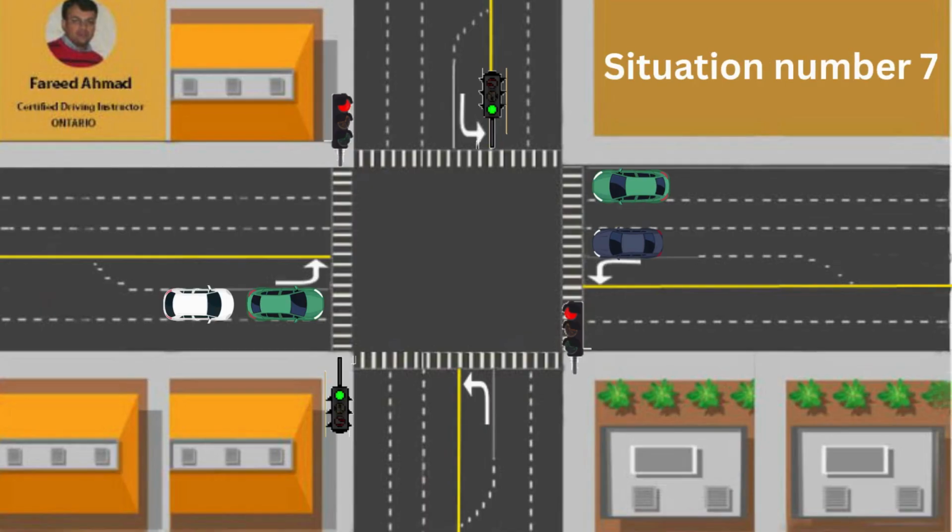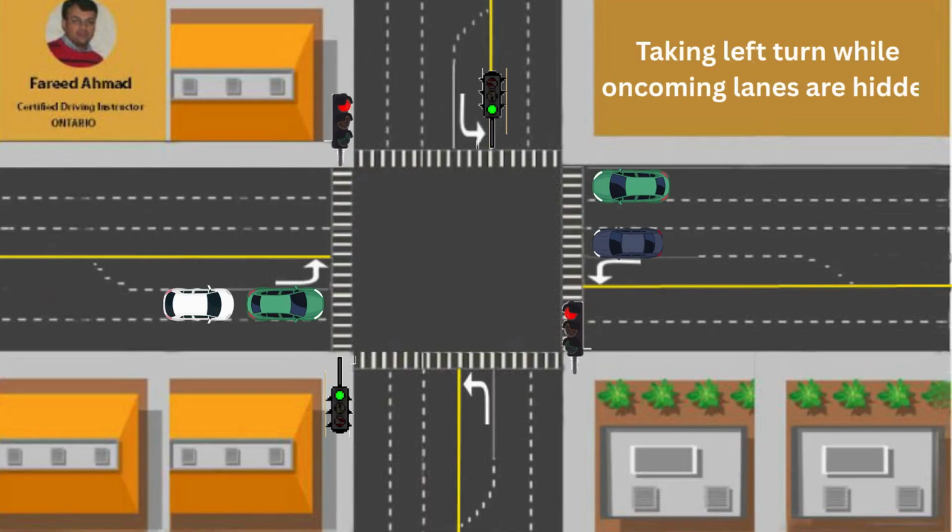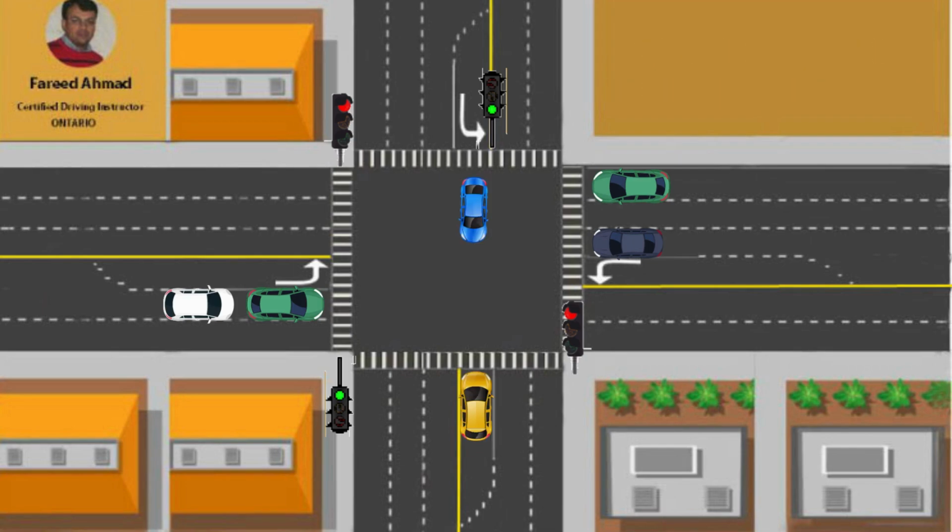Situation number 7, taking left turn when oncoming lanes are hidden. You are trying to approach in the middle of the intersection and find out that the left turning vehicle from oncoming side is blocking your vision of the oncoming lanes. In this situation, the further you go, the more your vision will be blocked by the vehicle.